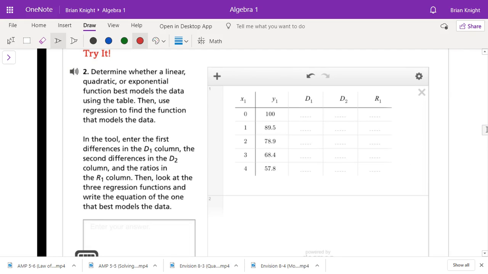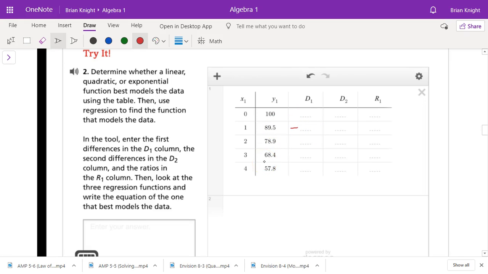We're determining whether this is linear, quadratic, or exponential. So, D1, what do you think that stands for? First column, second difference. First differences. Second differences. Ratio. First ratio, okay? So, 89 and 100, that went down how much?